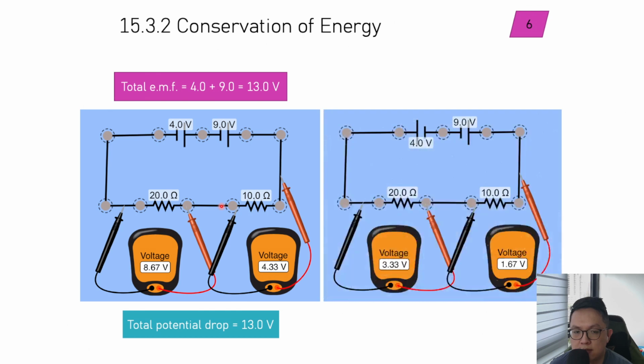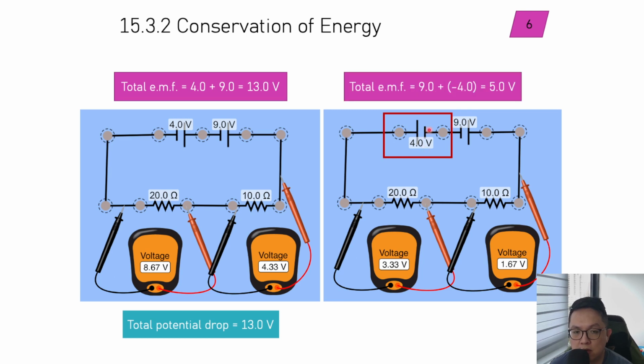Next we have this setup, which looks very similar, but if you look carefully, your cells are connected in the opposite direction. The 4 volt one is flipped around. So in this case, the total EMF provided in this loop is 9 plus negative 4. I get 5.0 volts of EMF. And my potential drops across the two resistors are 3.33 and 1.67. That gives me a total drop of 5.0 volts as well.